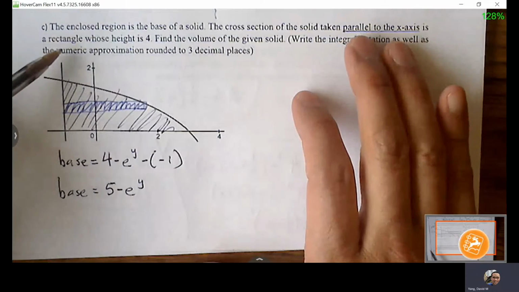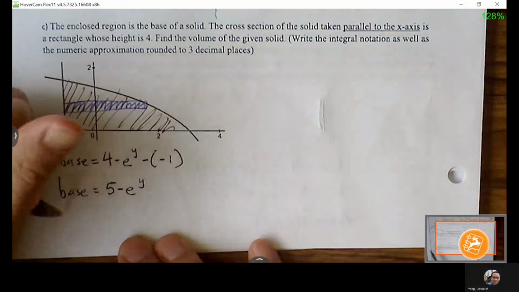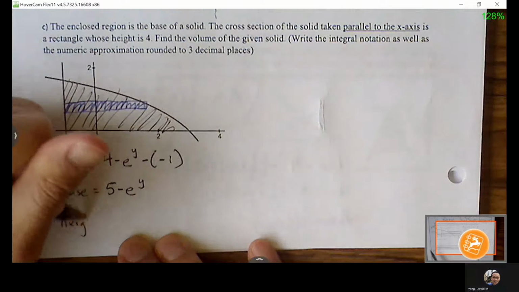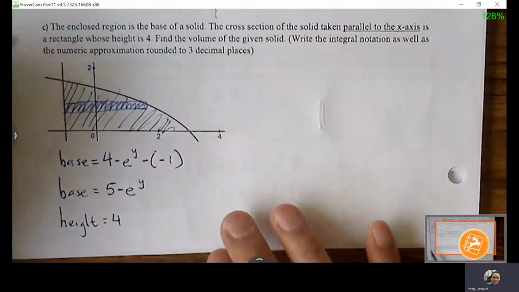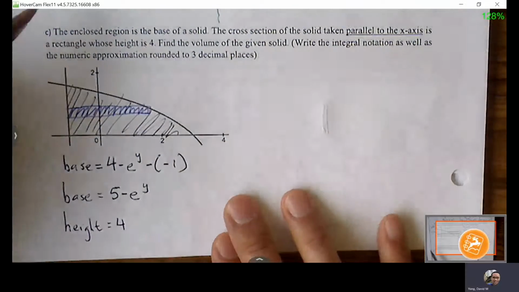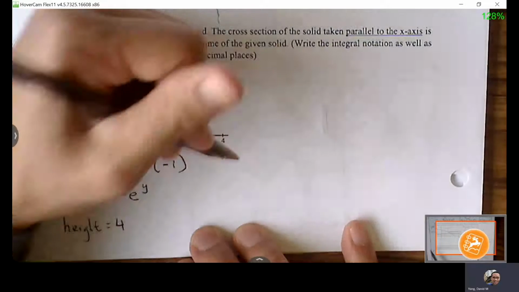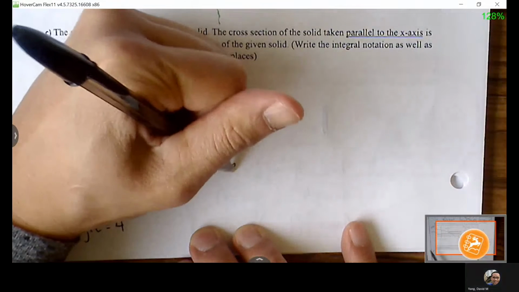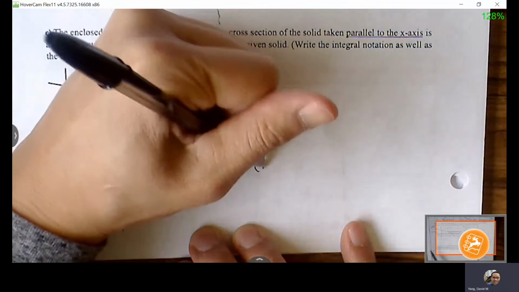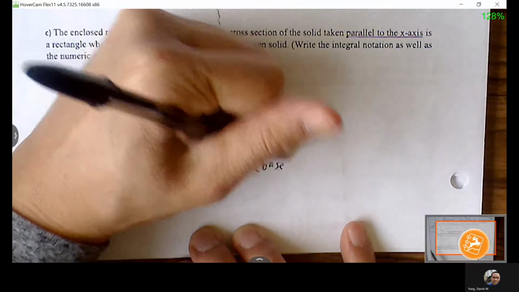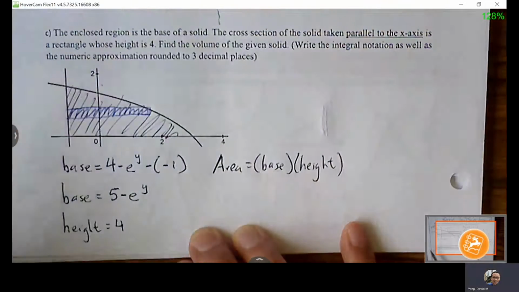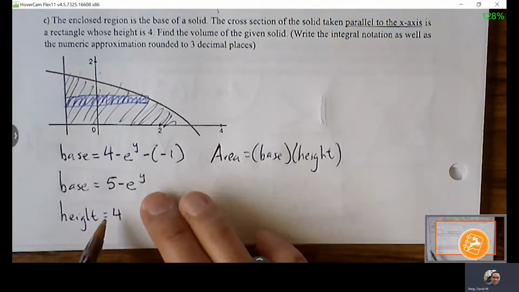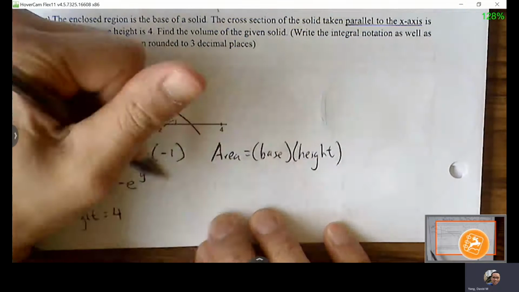Now, they say that the height is 4. Okay, so then we have to build our rectangle, right? We know the area of a rectangle is base times height. And now we have the components to build that area. We're just going to insert them in here, right?